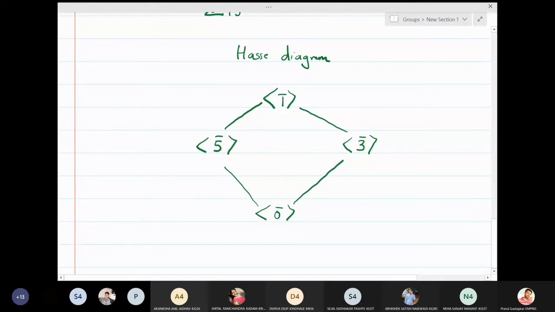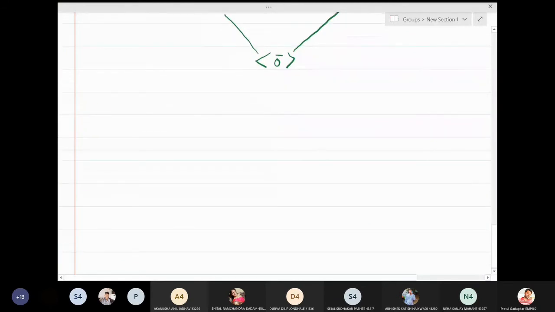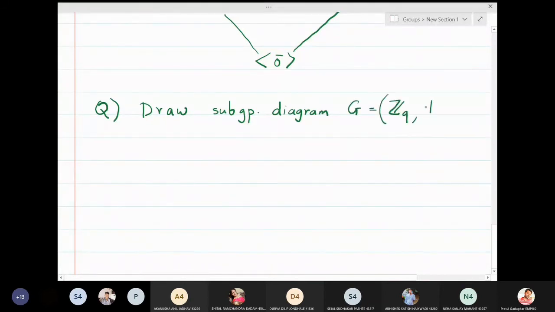Now let us take another group. Draw the subgroup diagram for G equal to Z9, addition modulo 9. So, solution.